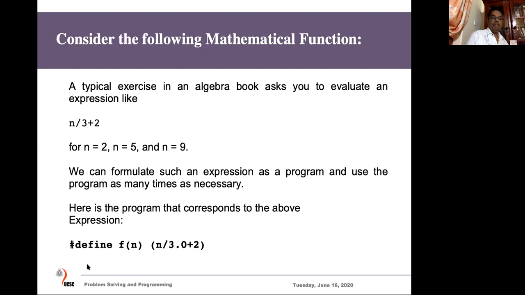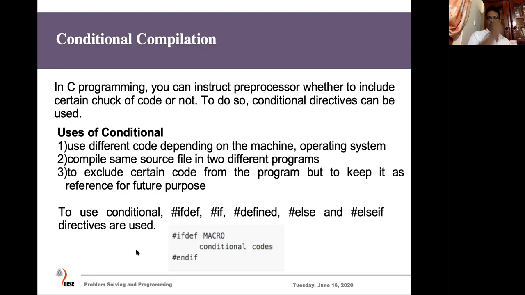So inside the program, when you call F(2), F will be replaced by this, and then n will be replaced by the parameter 2. So then we can call F for different n values and get the results in the program. In addition to these basic preprocessing directives, C provides a comprehensive set of other preprocessor directives as well.